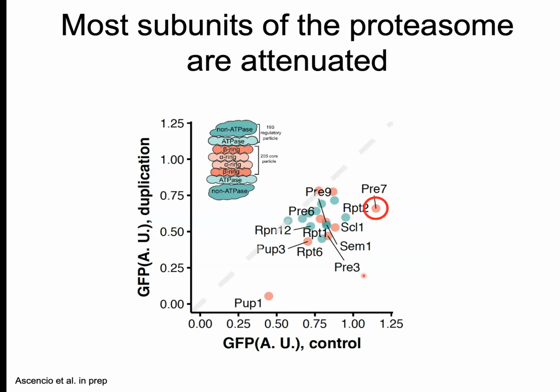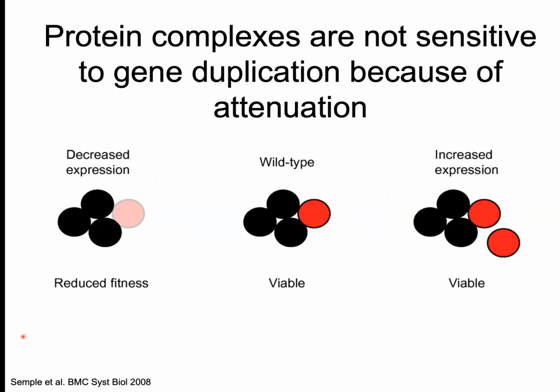One interesting case is the subunit that affects fitness and that affects protein-protein interactions, PRE7. And PRE7 is also attenuated, but it is one of the most highly expressed subunits of the proteasome. So we suspect that this is why, even if it is attenuated, it does impact fitness and protein-protein interactions. So it seems that protein complexes are not sensitive to increase in protein abundance and gene duplication because the excess protein may be degraded instead of causing problems in protein complex assembly.